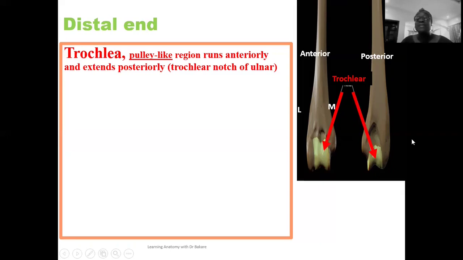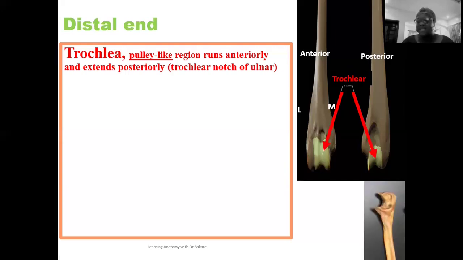And this structure basically is seen to fit into the trochlear notch of the ulna. This is where we have the ulna here. There is an indentation on the ulna that is referred to as the trochlear notch. Trochlear notch means a notch for the trochlea. And this is what the trochlea of the distal head of the humerus will fit into to create the humeroulnar joint.